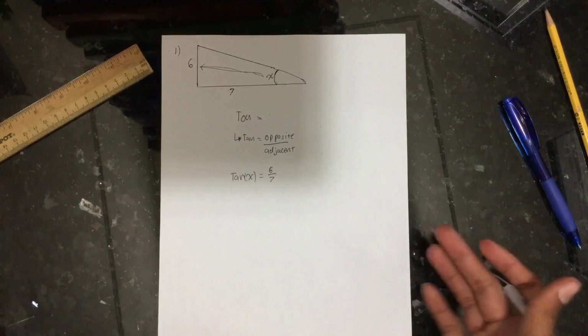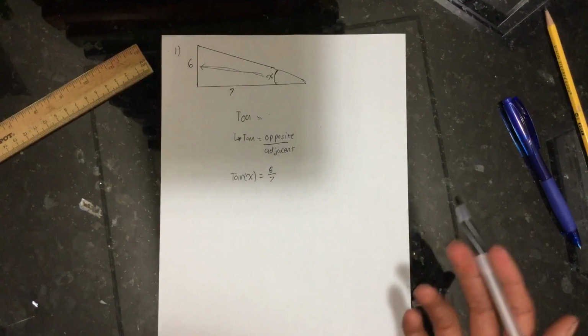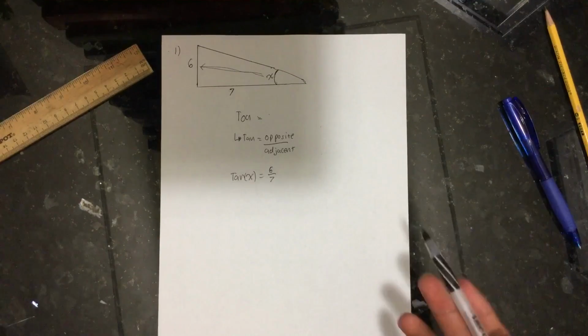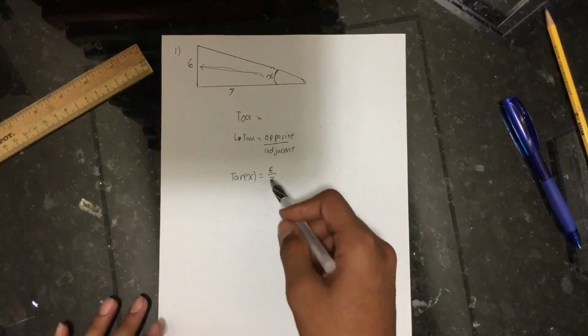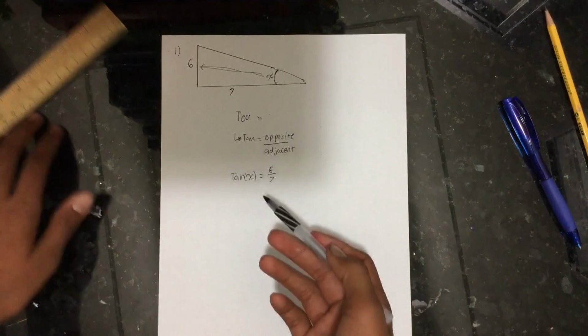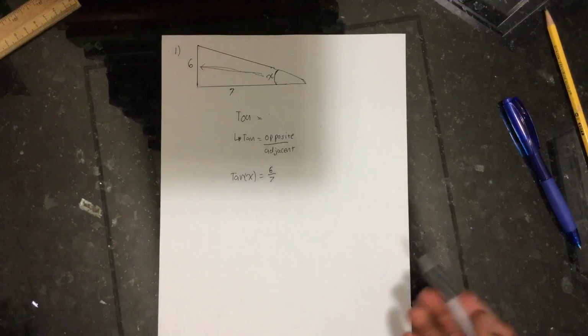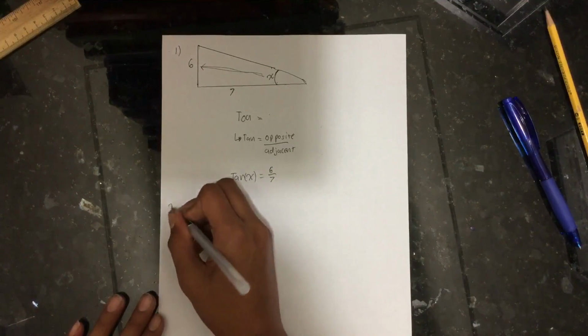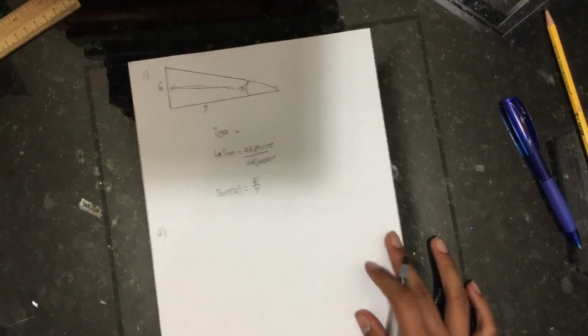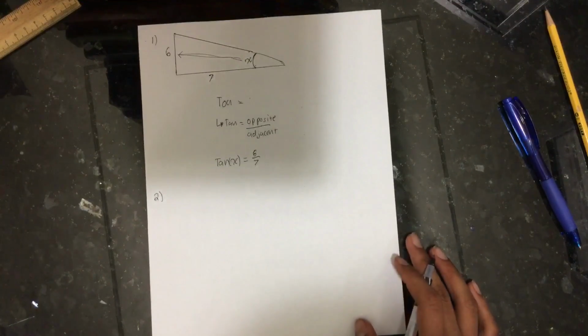If you want, you could put that into a calculator, find the decimal value. But just for the sake of time, I'm not going to do that, and I'm going to keep it as a fraction. So basically, the fraction value would be 6 by 7. Let me do one more here, and then we'll be done. Hopefully this video would be help.